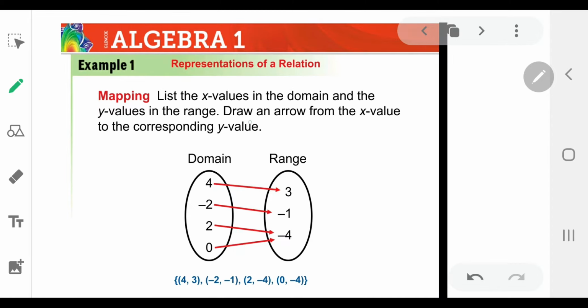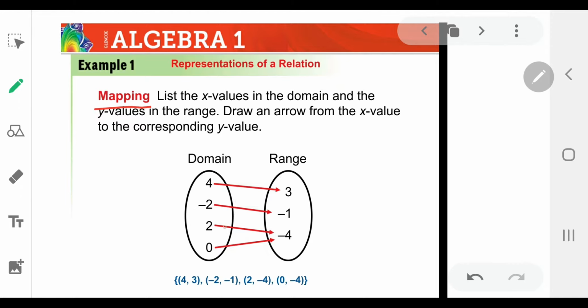List the x values in the domain and the y values in the range. Draw an arrowhead from the x values. The last method is the mapping method. It is the same relation here. We're mapping it. This is how we use mapping to express the relation.